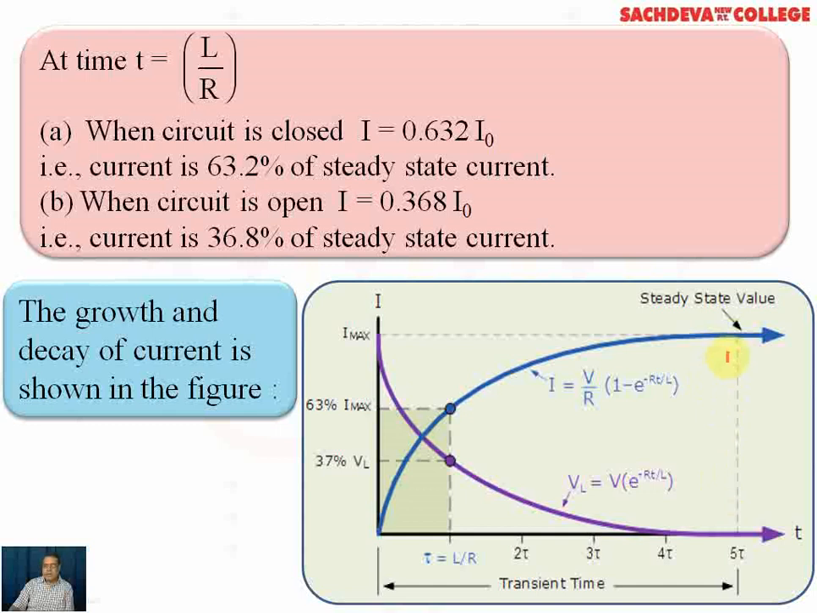So current is calculated again by Ohm's law with some modification. I will be equal to V over R into 1 minus e to the power minus RT over L. These calculations are carried out by using the logarithm table. And the voltage in the inductor will be V into e to the power minus RT over L. Both are called exponential equations. The transient time is indicated on the x-axis and the current on the y-axis, 63% maximum and nearly 37% minimum.